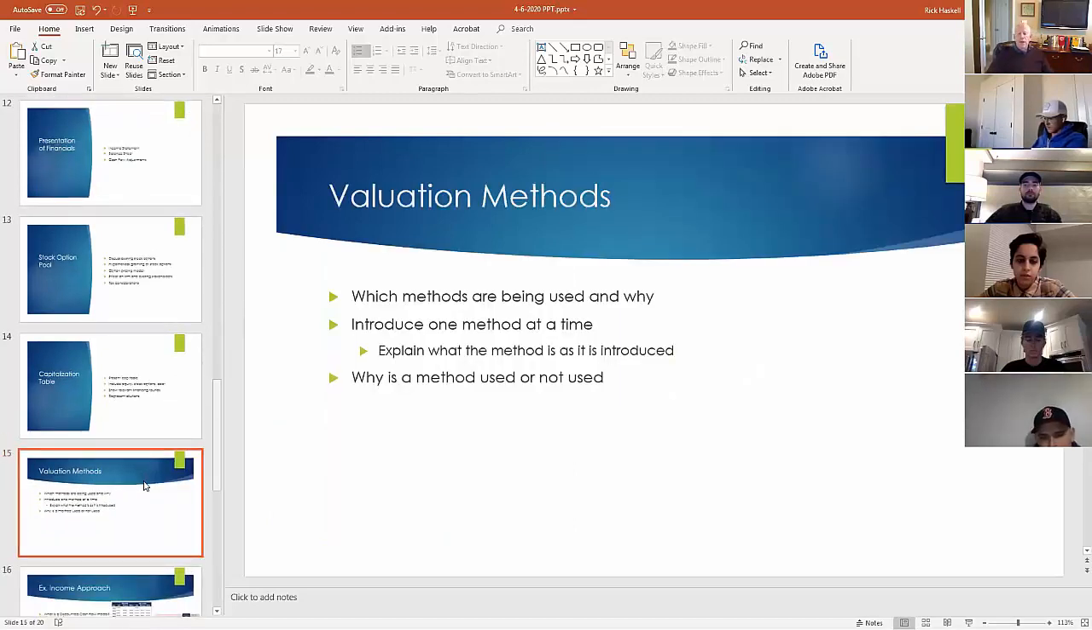Then start to work into valuation methods. Which methods you're using, you're going to introduce them one at a time, and why this method is used or other methods aren't necessarily used. So let's think about these. It's going to include an income approach. It's going to use a market approach, so multiples. Income approach is going to be a DCF of some kind. Market approach is going to be multiples based. And then it's going to include an asset approach.